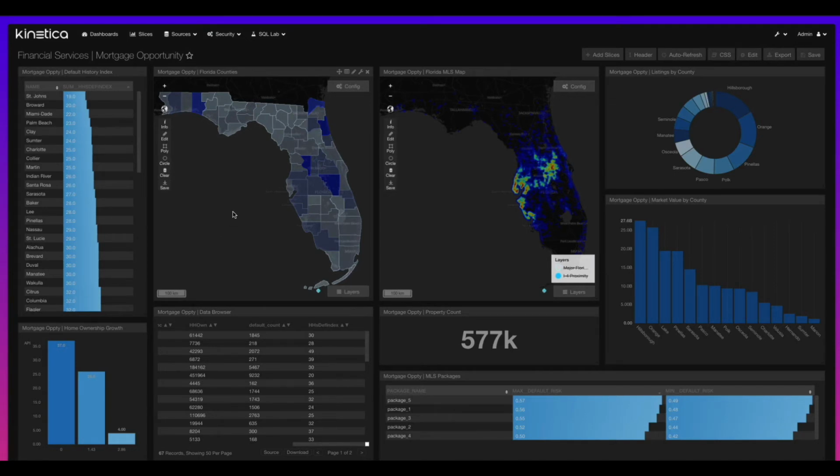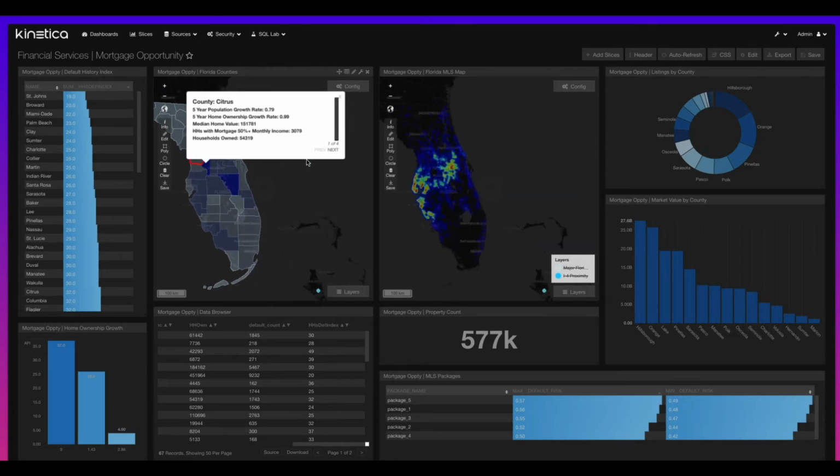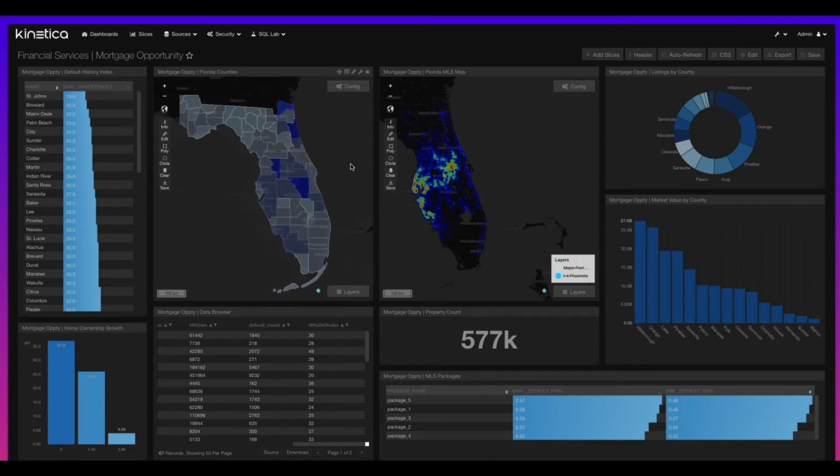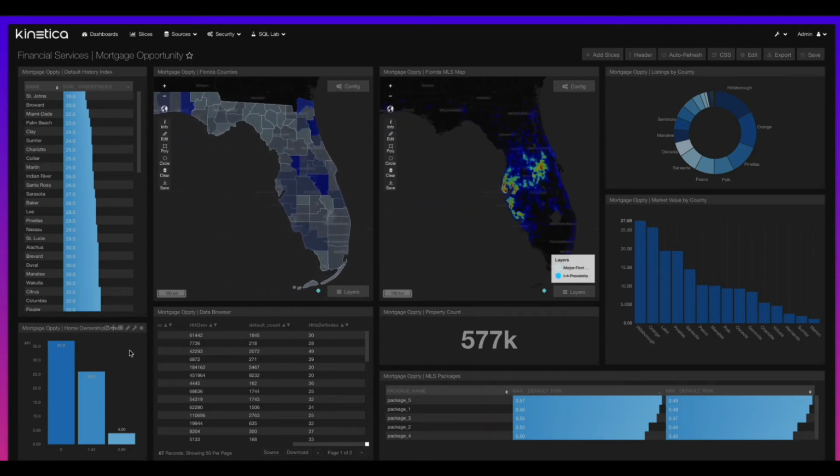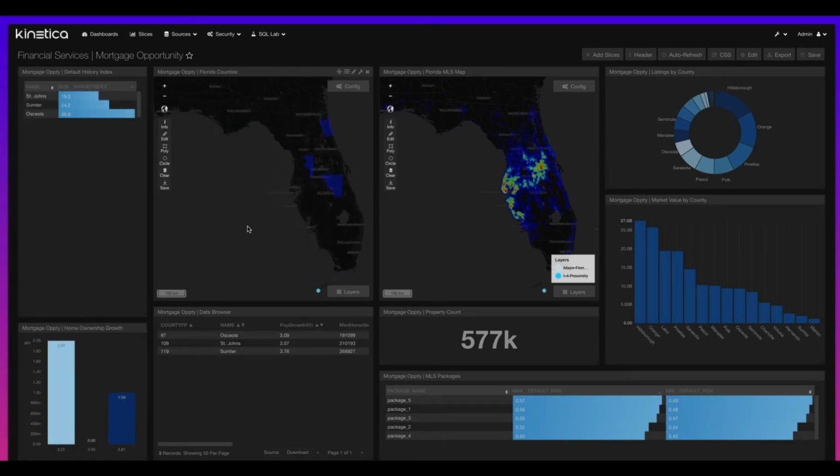Demographic, housing, and real estate information within the state of Florida is critical for making a successful decision in this instance. In the map on the left, we highlight the 5-year American Community Survey population growth rate. The bluer the county, the higher the rate of growth. When we pair this with the home ownership growth rate, represented here as a histogram, we can quickly identify a handful of counties that show promise.